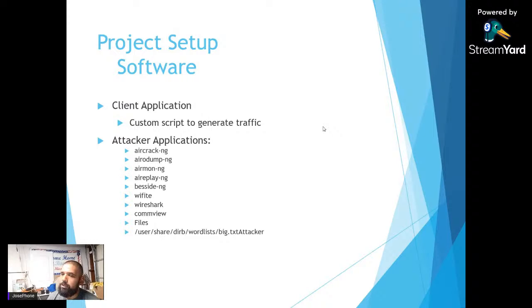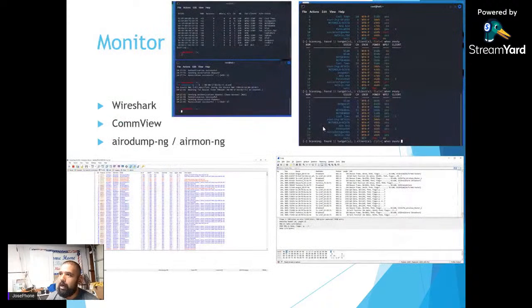I also was able to use Windows when I first started, and I'll go through this in my challenges, but when I first started, I also used Windows, Wireshark, and CommView to be able to do a dictionary attack on the 64-bit WEP. But I'll go through that here in a second. So that's my project setup, my software.